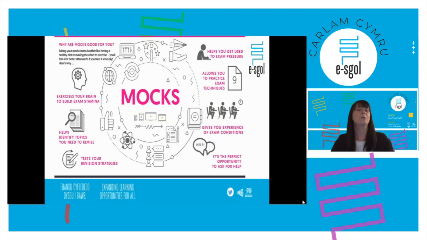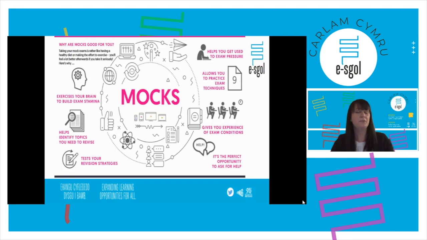So, first of all, why are mock exams good for you? You might be thinking, having just done some, or you may have some coming up, what's the point in this? But it is really, really important. It helps to get you used to exam pressures. It allows you to practice exam techniques. It gives you experience of sitting in the hall or the room that you're going to be doing your real exams in the summer. So you get used to having that experience of exam conditions.